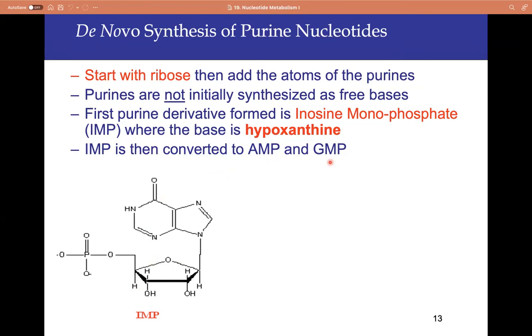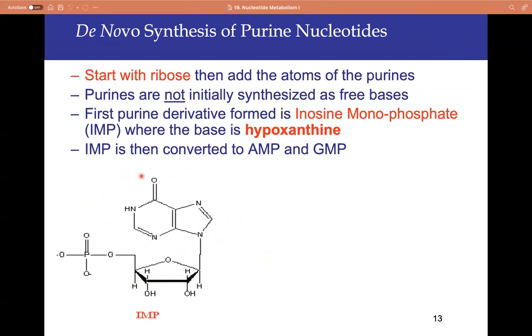So what's the first purine derivative that you get? The first one is inosine monophosphate, or IMP. You can consider this as like the parent nucleotide, which is then used in the de novo pathway to produce AMP and GMP. What is the base that's attached here? Notice how there's a sugar, then there's a phosphate group, and then there is a base. So what is this base? This base is known as hypoxanthine.